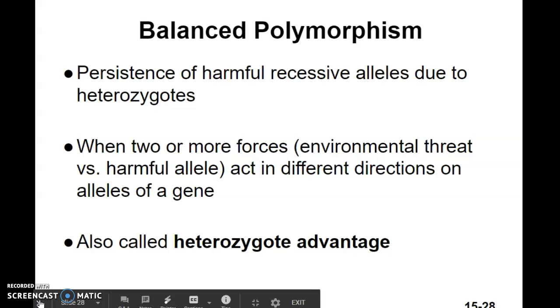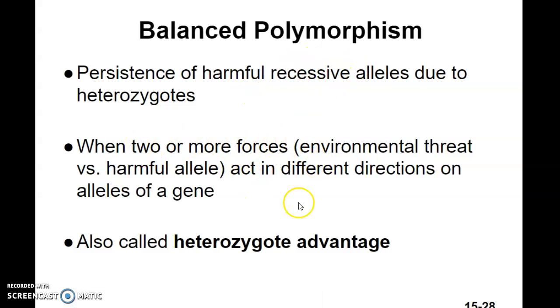All right, one more thing we need to talk about, and that's balanced polymorphism. So there are some alleles that are hanging around, and they're found much more commonly than they should be because there's something beneficial about having it. So there's something good about having a bad allele, usually in the heterozygotes. The heterozygote will have one good allele and one harmful recessive allele.